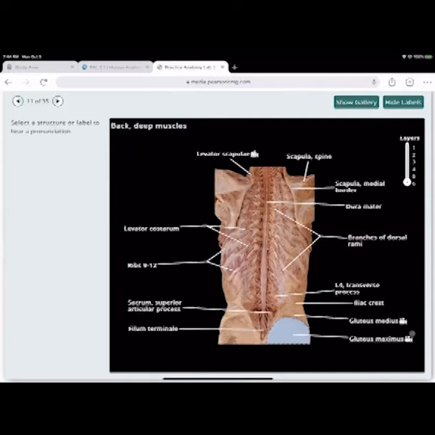Gluteus maximus and gluteus medius, 2 muscles of the buttocks. The major one's gluteus maximus and gluteus medius. The crest of the iliac. Okay, it's the anterior process. L4 is a transverse process. You have branches of the dorsal rami. Okay, those are your nerves. Those are branches. Talk about the ventral and dorsal nerve branches.